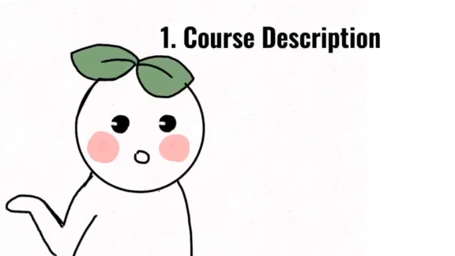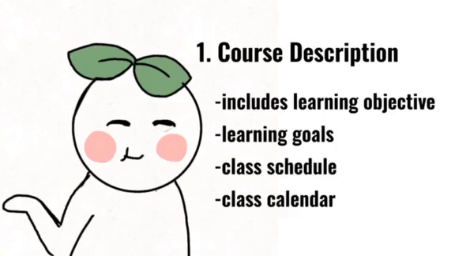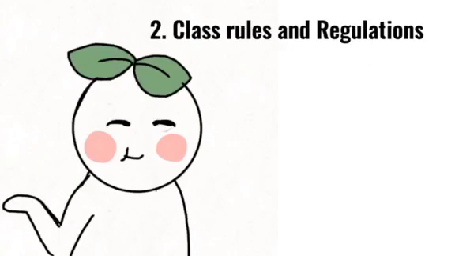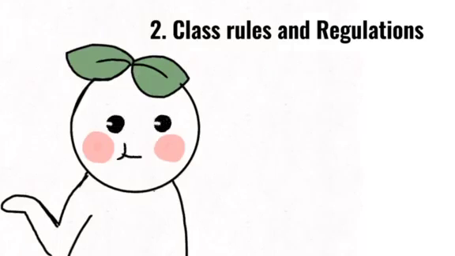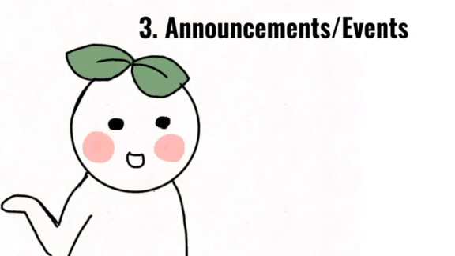A typical website for a class includes the following components. Number 1, course description. The course description includes the learning objectives, learning goals, including the class schedule and class calendars. Number 2, class rules and regulations. This includes all the things that the teacher requires for the class, including guidelines on how the class will go about. Number 3, announcements and events.